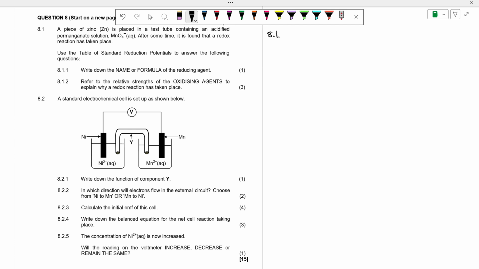Okay, a piece of zinc is placed in a test tube containing acidified permanganate solution. After some time, it is found that a redox reaction has taken place. Use the table of standard reduction potentials to answer the following questions. So once again, when you reach a question, you quickly draw a sketch for yourself just to make things easier to understand. So you have a piece of zinc that is now placed in a test tube, and this test tube contains a solution of permanganate.